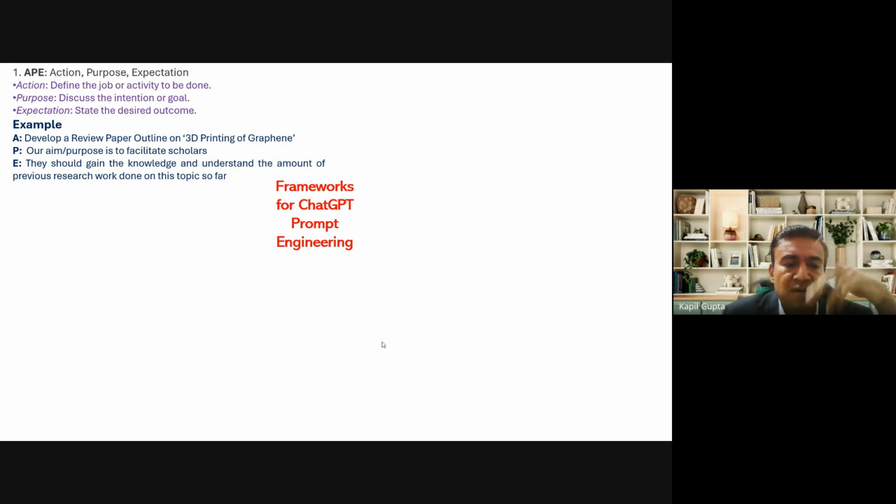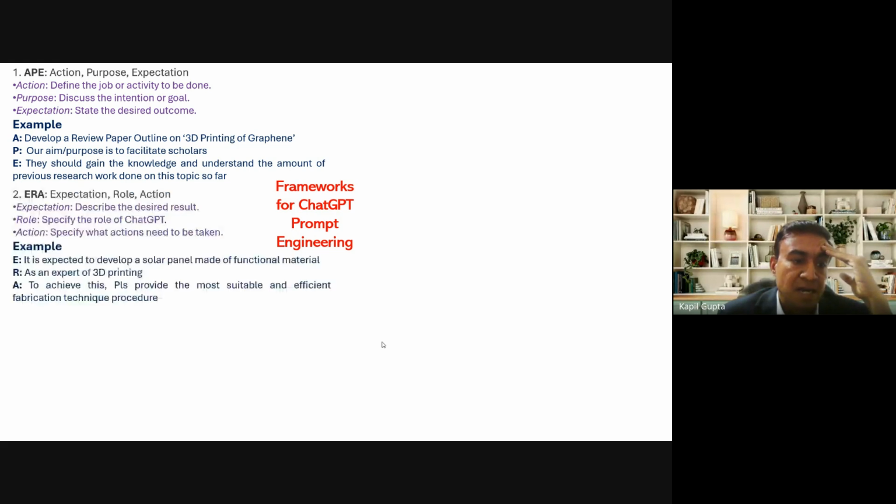The example which I could prepare related to 3D printing of functional material: develop a review paper outline on 3D printing of graphene. Our aim or purpose is to facilitate scholars, and our expectation is what? They should gain the knowledge and understand the amount of previous research work done on this topic so far. This expectation could be in terms of facilitating the researcher or the reader, or the expectation can be from your generative AI.